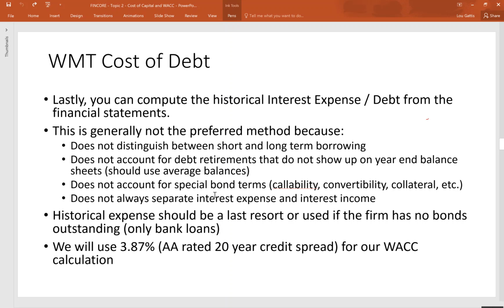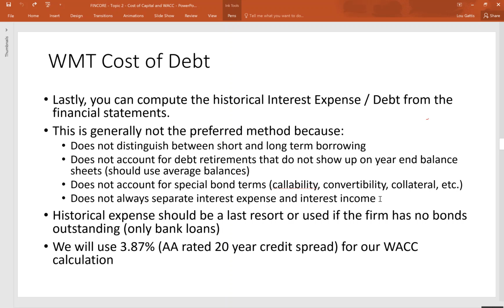Also, for the same reason I don't like using individual bonds, the interest expense may be due to certain terms of the bond that may influence its yield. And lastly, if you look at the financial statement and the interest expense on the income statement, it doesn't break out between interest income and interest expense, right?